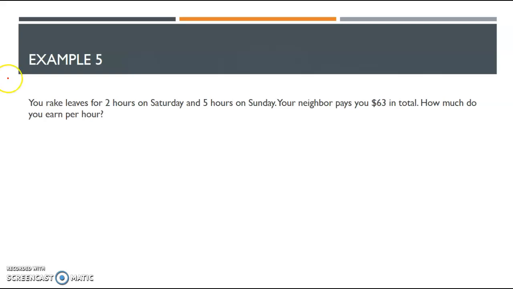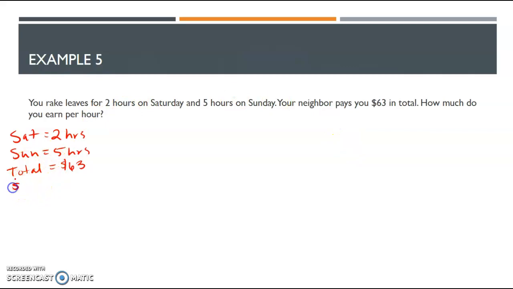Alright, our word problem. So, I rake leaves for 2 hours on Saturday, so I know Saturday is 2 hours, and 5 hours on Sunday, so Sunday is 5 hours. My neighbor pays, or your neighbor pays you, a total of $63. How much do you earn per hour?